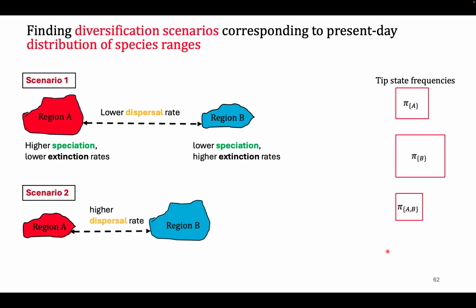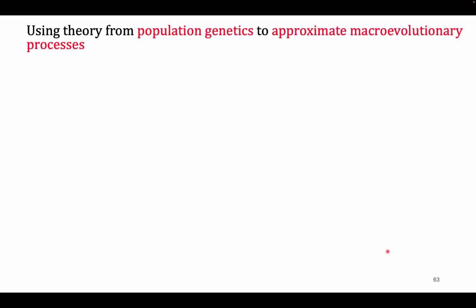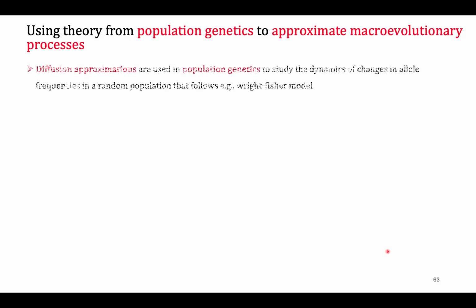Or maybe this observation can be explained by scenario 2, where you have a smaller region A but larger region B, and then you have a higher dispersal rate between the two regions. And now this has a different interpretation in terms of its speciation and extinction rates. But maybe both of these scenarios could explain this present day observation that you see at the present. So what we do is basically borrow the theory from population genetics in the macroevolutionary context.